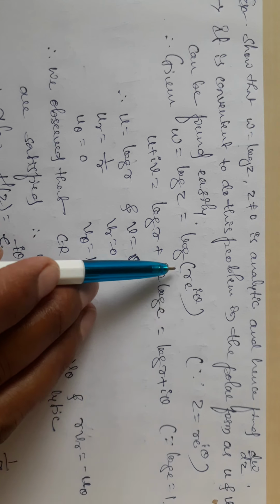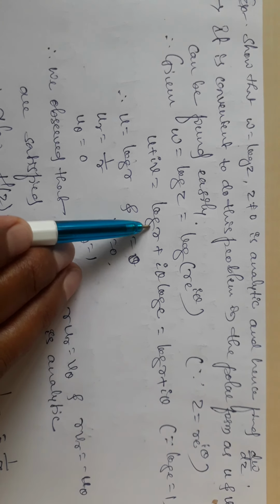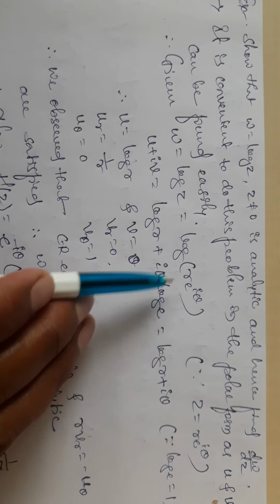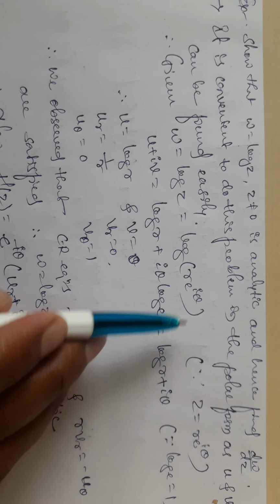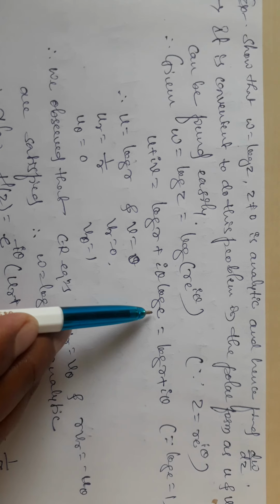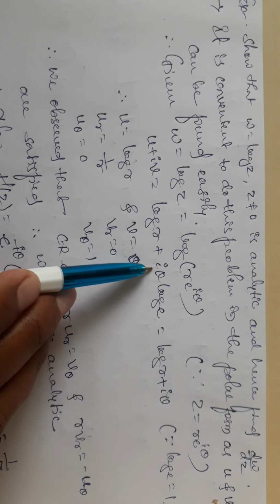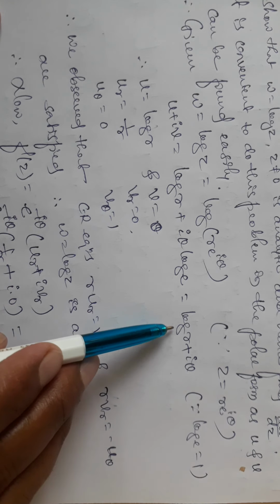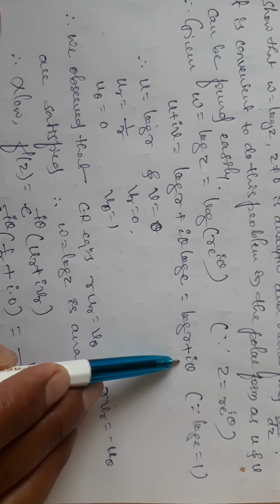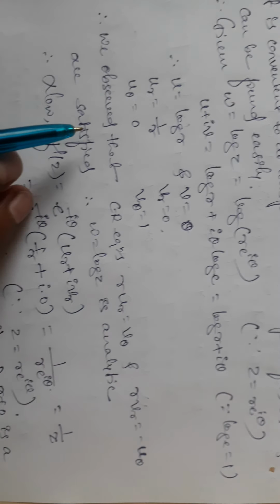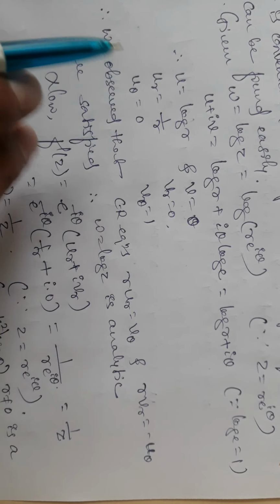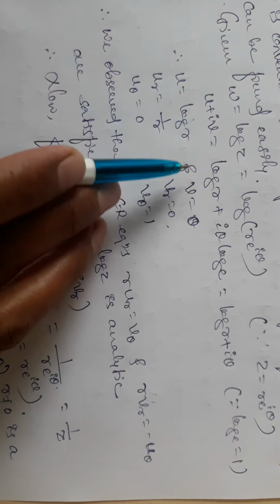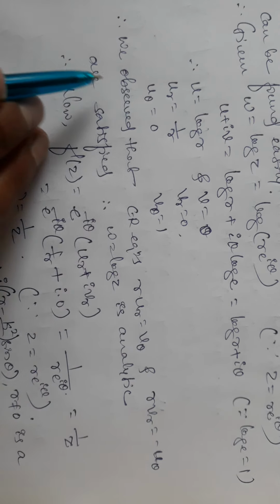Therefore apply the log property. Log of ab can be written as log of a plus log of b, that is log r plus log e to the power i theta. But applying the power property, log of m to the power n is n into log m, that is i theta into log e. But log e is 1, therefore log r plus i into theta. Now we can separate real and imaginary parts. u is log r and v is theta.